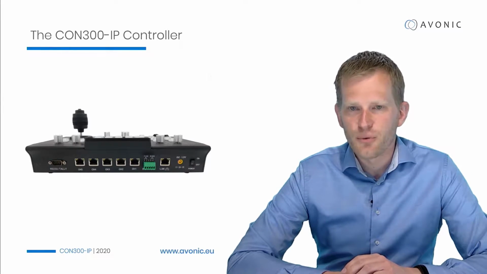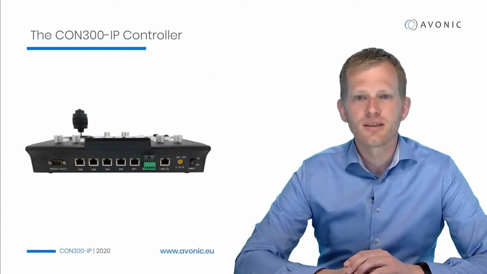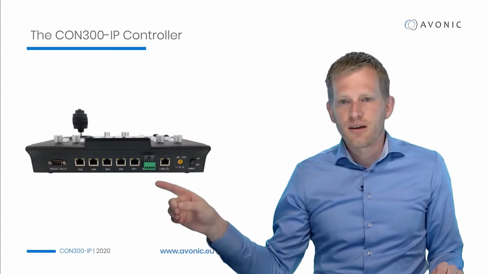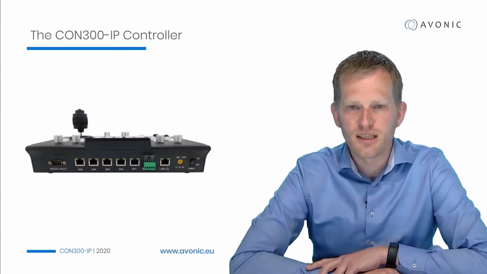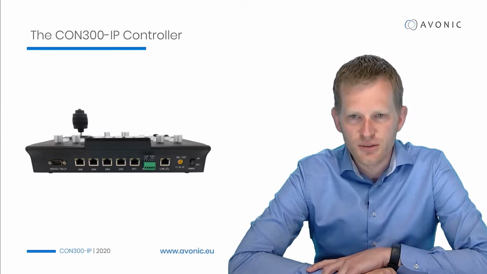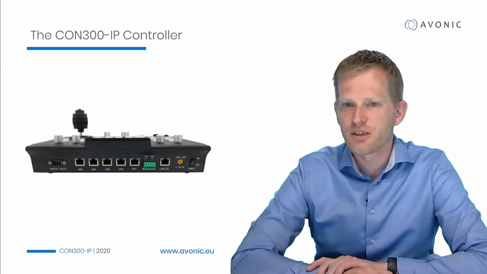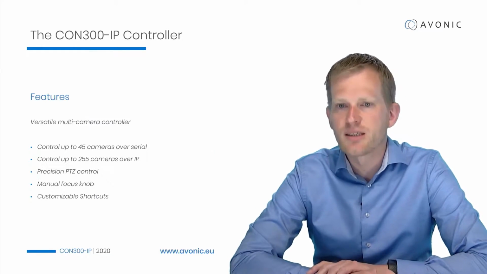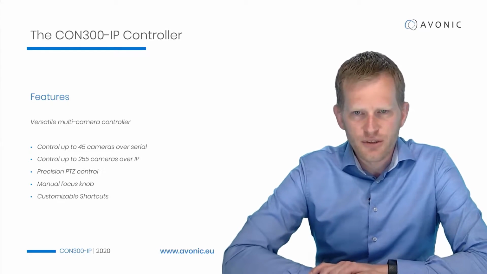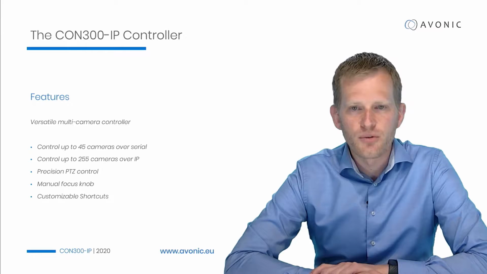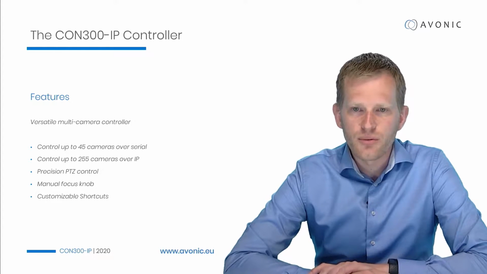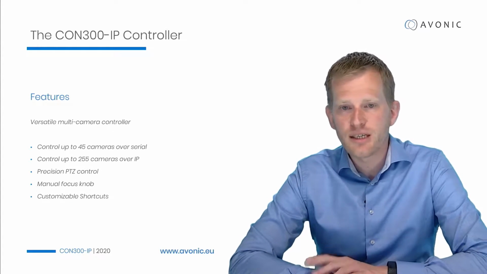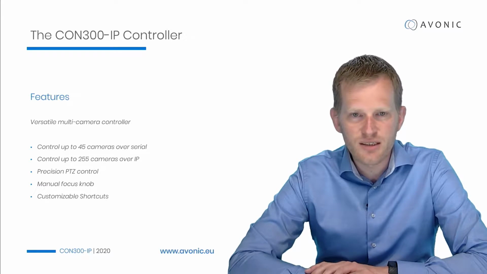So this is the controller that we are talking about. Most of you have already seen it, and as you can see on the back side, you have an RJ45 port right there, which is the network port, and then there are another 5 ports on the other side, which are the serial connections. That is the main connection method for this controller, and I'll explain the rest in a minute. It's a very versatile multi-camera controller. You can control up to 35, not 45, even though my slide says that, over serial, and you can control up to 255 cameras over IP. How to set it up, I'll let you know in a few seconds.